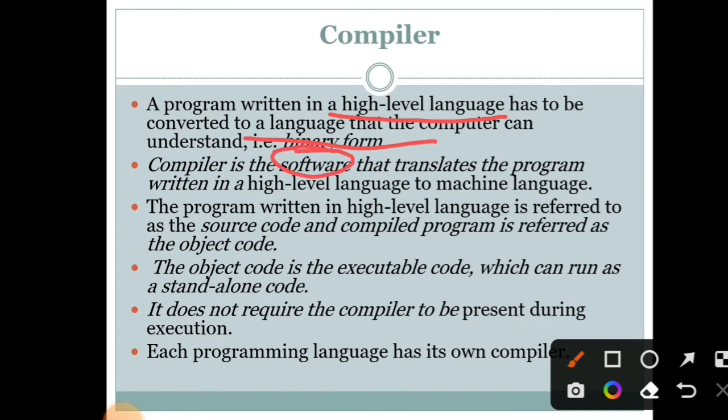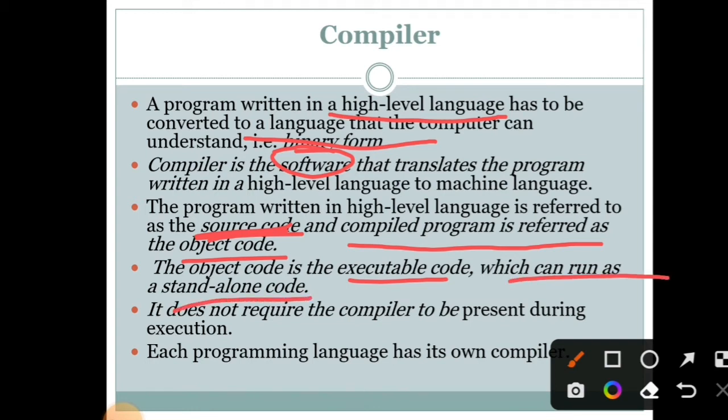So a compiler is a translator that translates. A program written in high level language is referred to as source code. Whatever we write by using high level language, that is nothing but C, COBOL, Fortran, that program is known as source code, and the compiled program is known as object code. After translating the code, that code is known as object code. So object code is executable code which can run as standalone code.